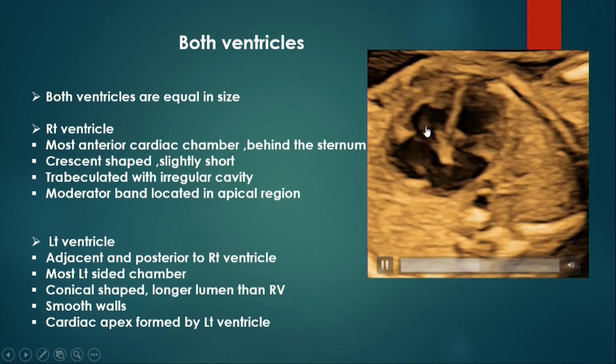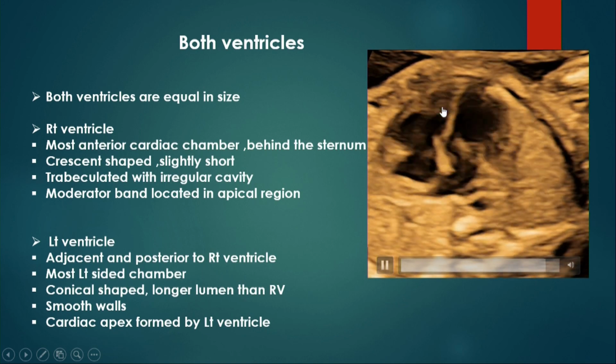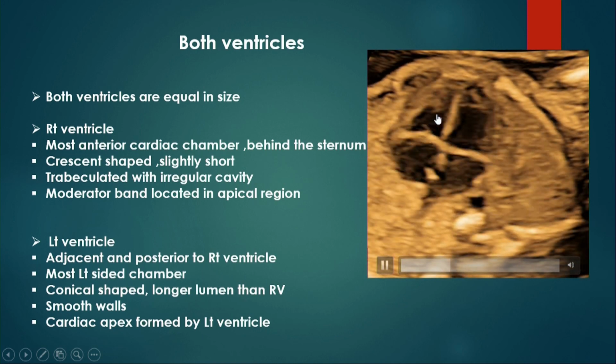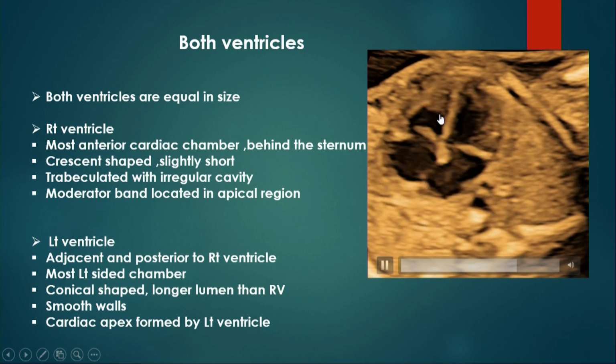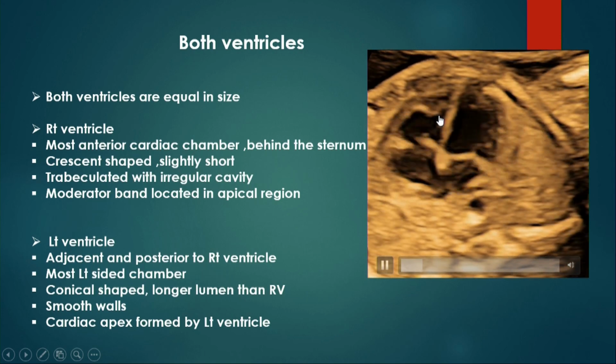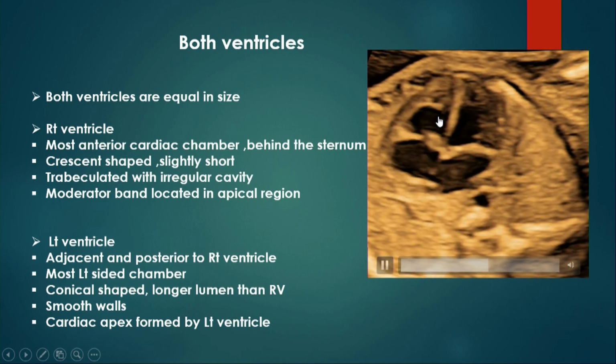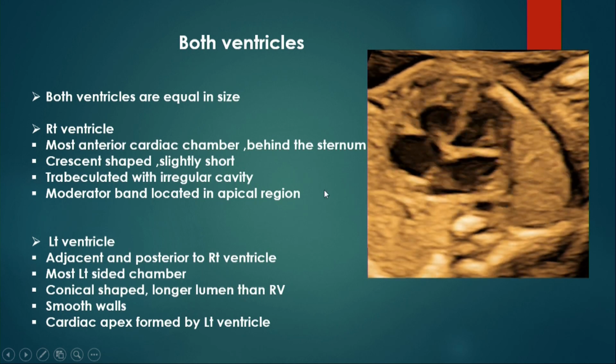This is the right ventricle. The moderator band is seen at the apex of the right ventricle. The right ventricular cavity is short compared to the left ventricle, it is crescent shaped, and its internal surface is irregular or trabeculated.